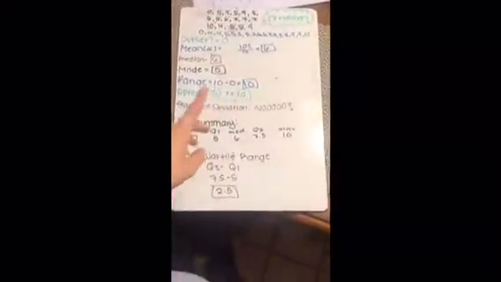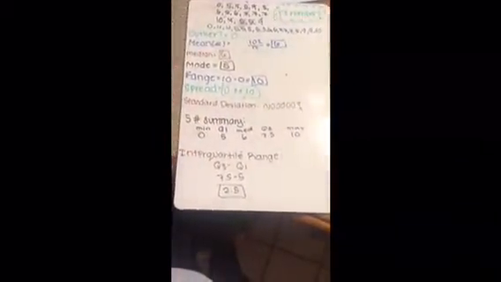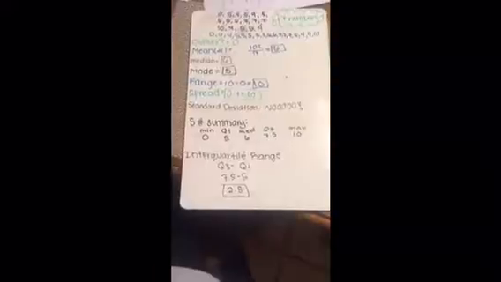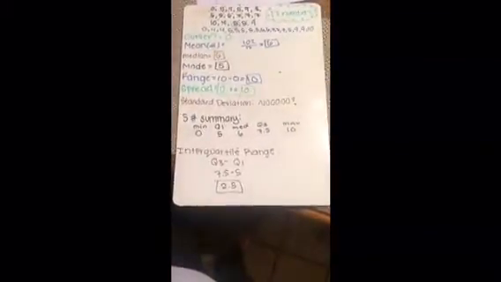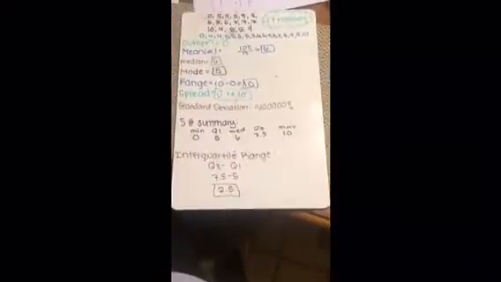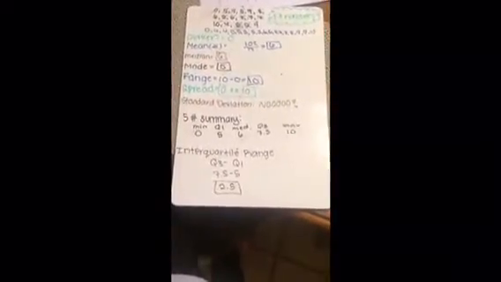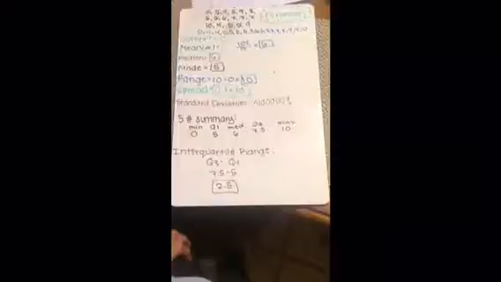The 5 numbers you use are the minimum, which is 0, and quartile 1. Since the median is 6, you find the median of the numbers from 0 to 6, which is 5. Then you do the same thing for quartile 3, finding the median from 6 to 10, which is 7.5. And then the maximum is 10. And the interquartile range is quartile 3 minus quartile 1, and you get 2.5.